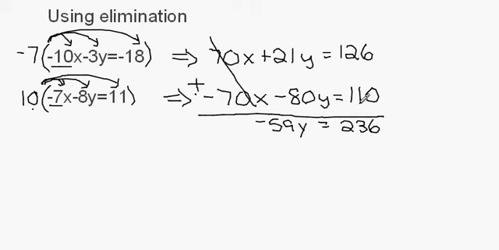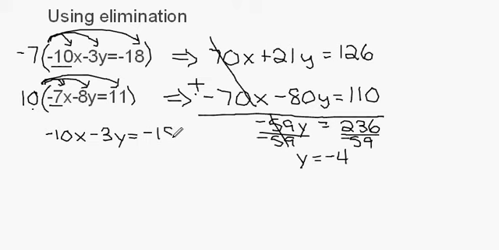Now we divide both sides by negative 59. We are left with y equals 236 divided by negative 59. And the answer gets us negative 4. Now, that is half of our work. We have to now find x. We can choose any equation out of these four, but I will choose the first one. The first one is negative 10x minus 3y equals negative 18.